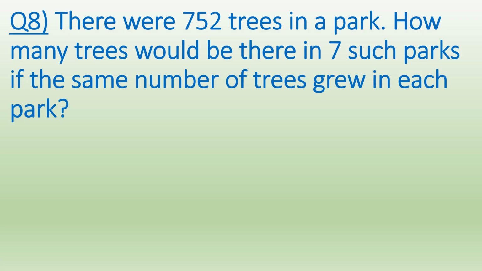Now moving to number 8. There were 752 trees in a park. How many trees would be there in such 7 parks if the same number of trees grew in each park? So you go to a park, no? We go there and we enjoy there. So in a park, 752 trees are there. And how many trees will be in 7 such parks? In one park, these many trees. So in 7 parks, how many trees will be there?